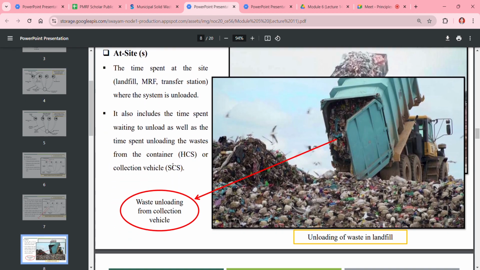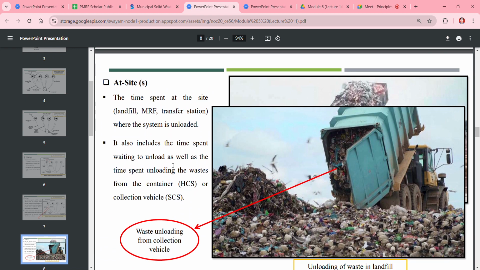Then coming to the third time period, that is at site. The at site time period includes the time you are going to take to empty that container at the disposal or landfill or MRF site, or transfer station, whatever the point at which you are going to empty that whole container. The time taken to empty that whole container is known as at site time.